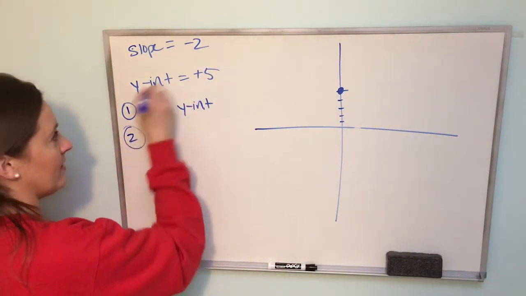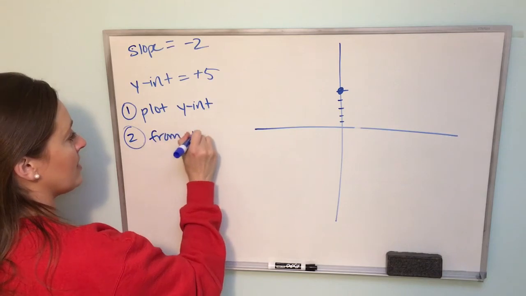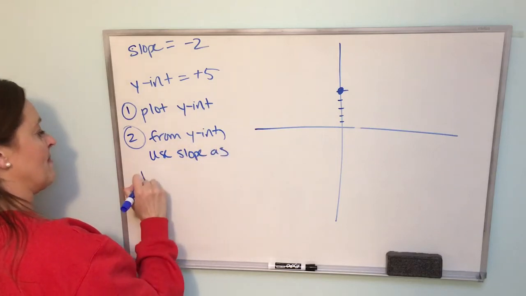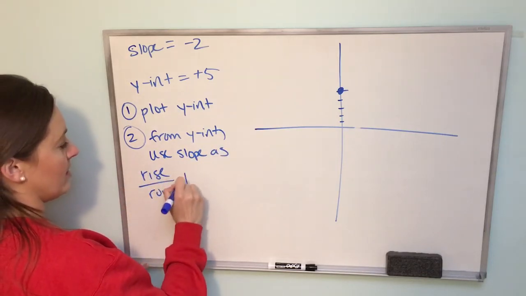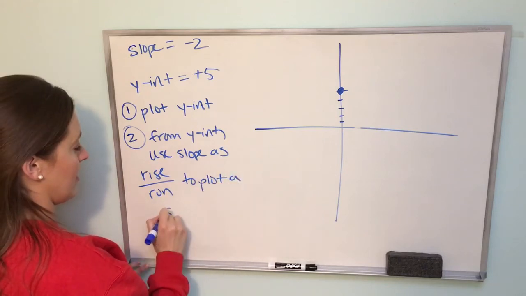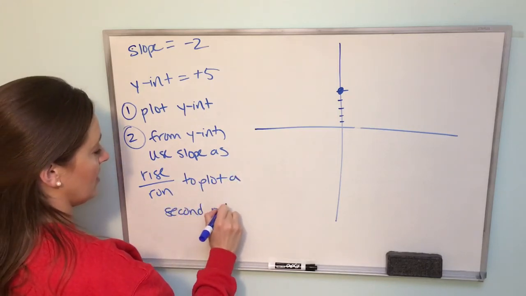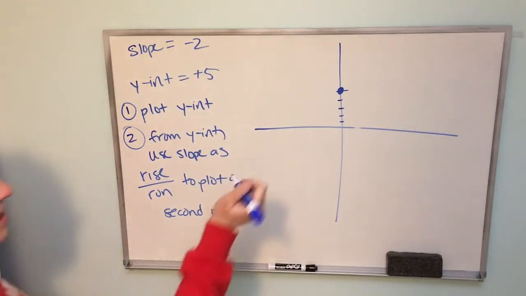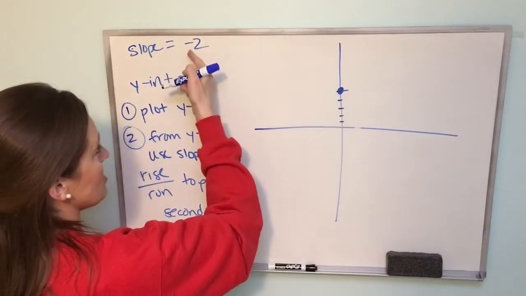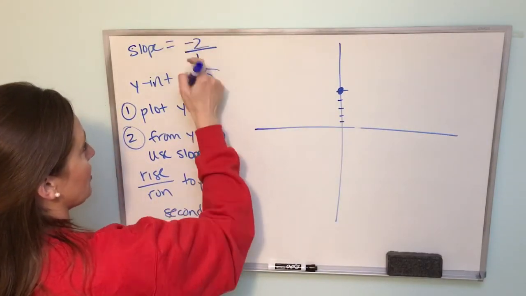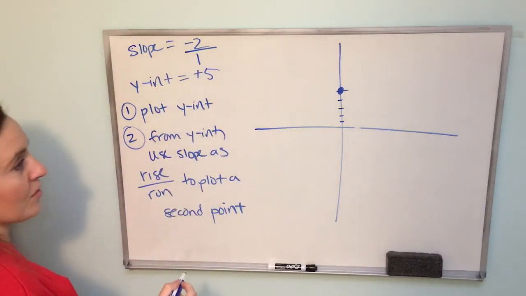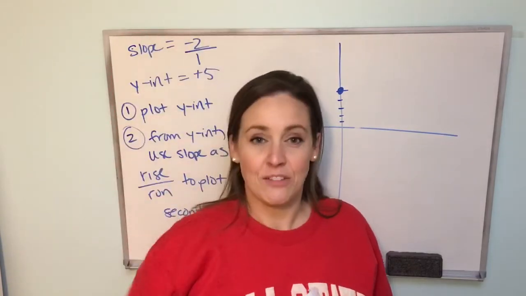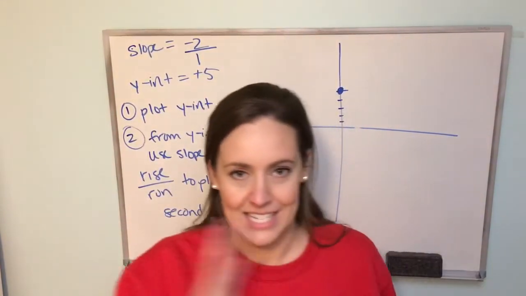The second step with this is from the y-intercept, use your slope as rise over run to plot a second point. Okay, what does that mean? So from here, I'm going to start with my pen here, and I'm going to use the slope in the form rise over run. Okay, rise. A balloon rises. It can only go up or down in theory. Run. When you run side to side.